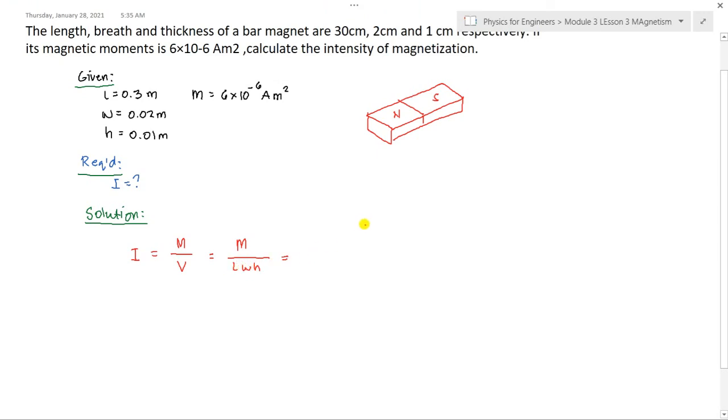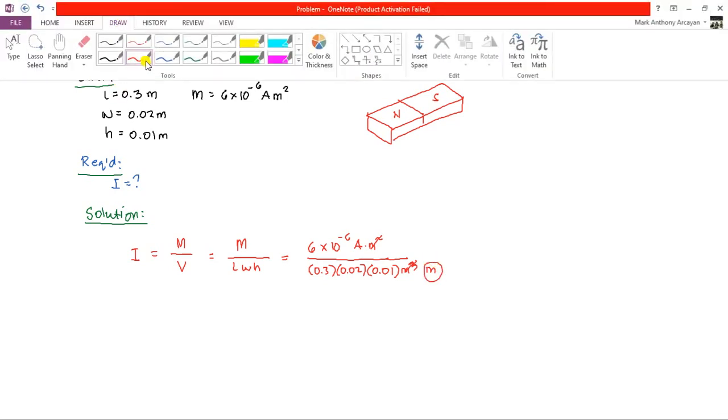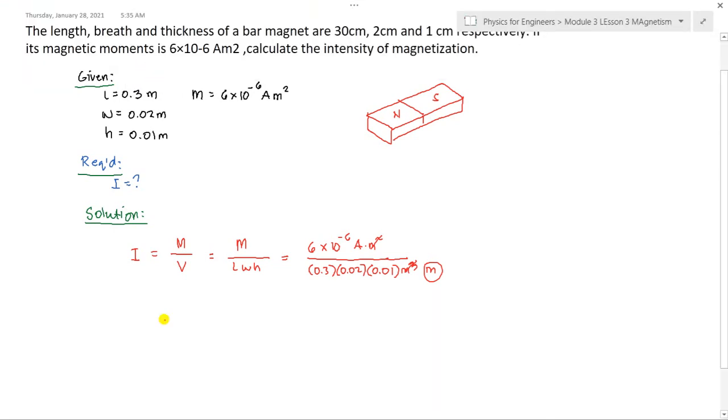So here, the magnetic moment, plug in lang value, 6 times 10 to the power of negative 6 ampere per square meter. Divide by the length is 0.3, multiplied by 0.02, multiplied by 0.01. The total is cubic meter, so therefore makancel nato. What's left on the denominator is meter. So therefore, our final unit is ampere per meter.